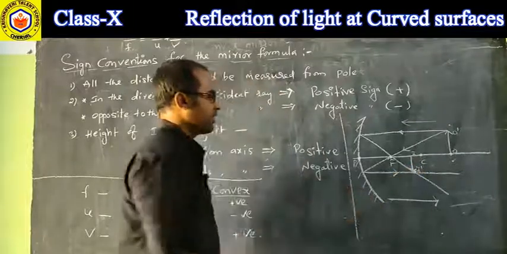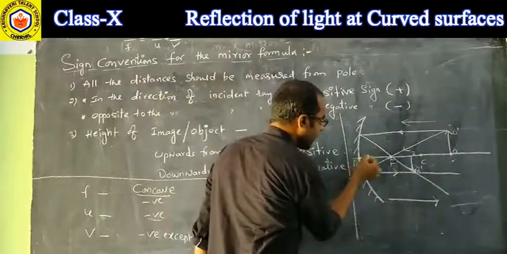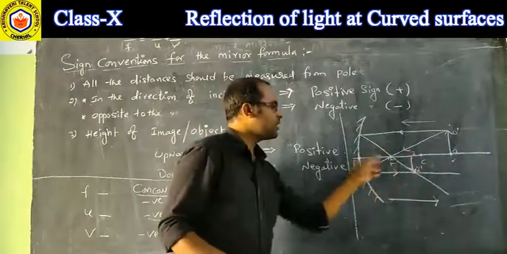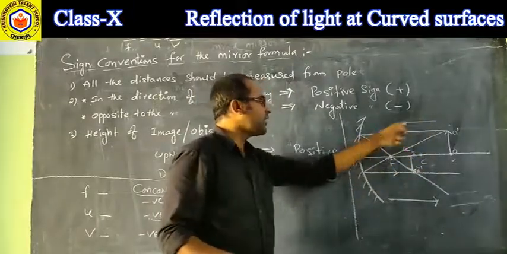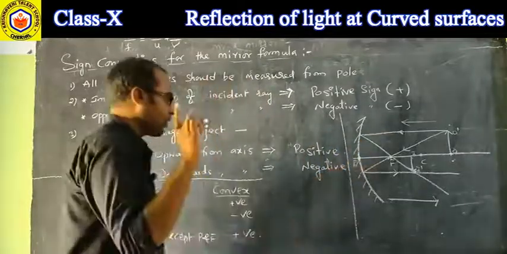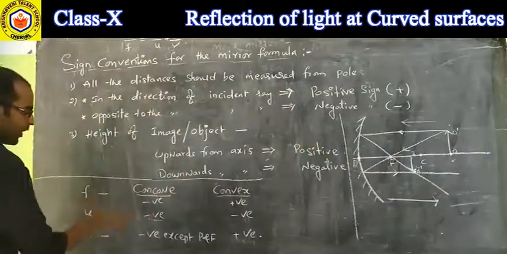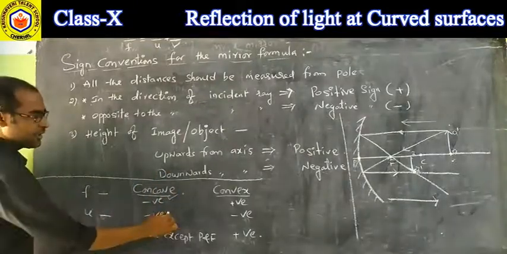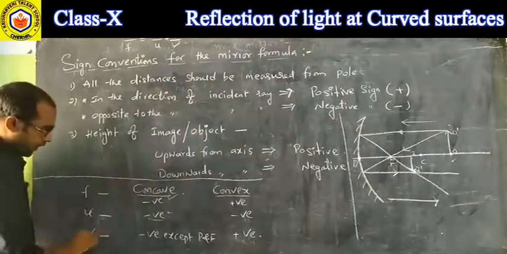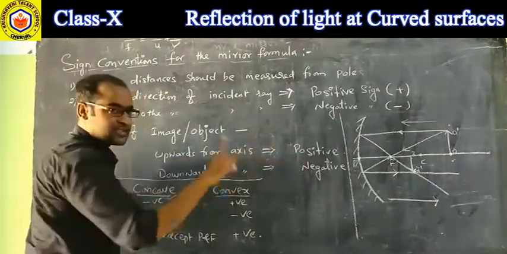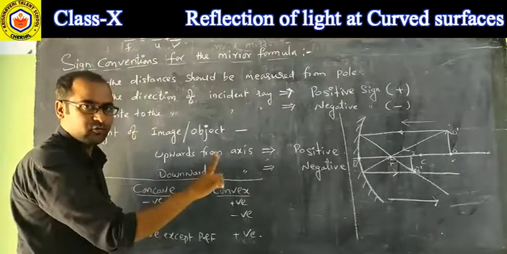And next, image distance. Image distance also we measure from pole to image, from mirror to image in this direction, and the direction of incident ray is like this. So that is also negative. For concave mirror, focal length is negative, object distance is negative, and image distance is negative in this case, except one case; it is always negative for concave mirror.